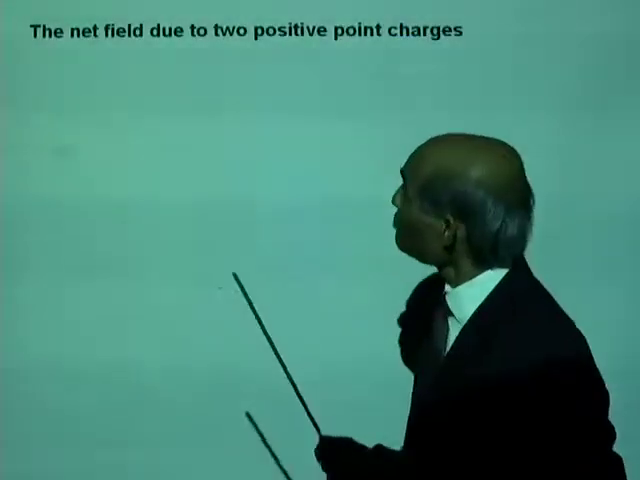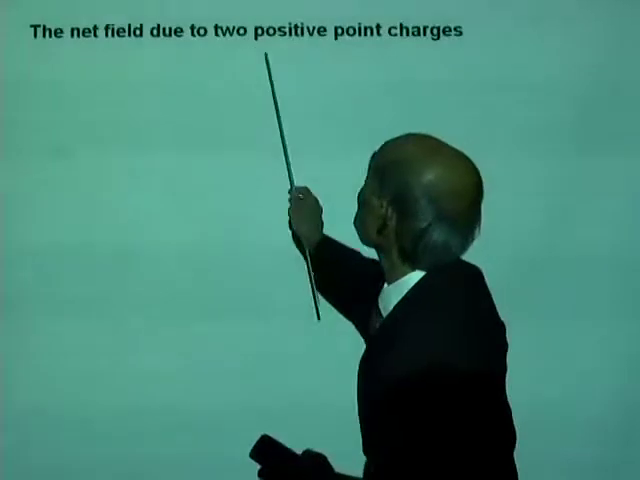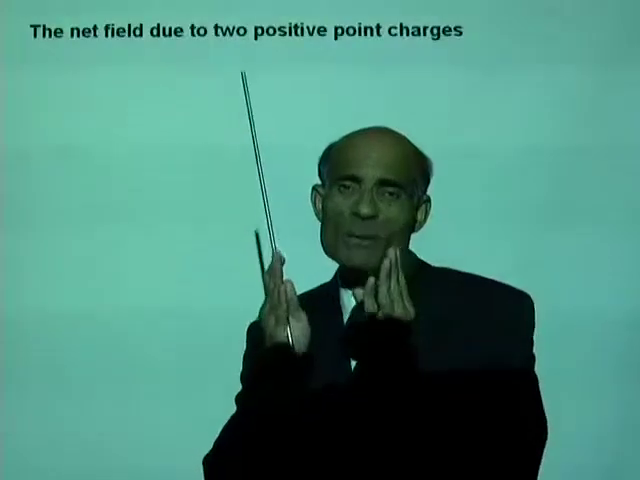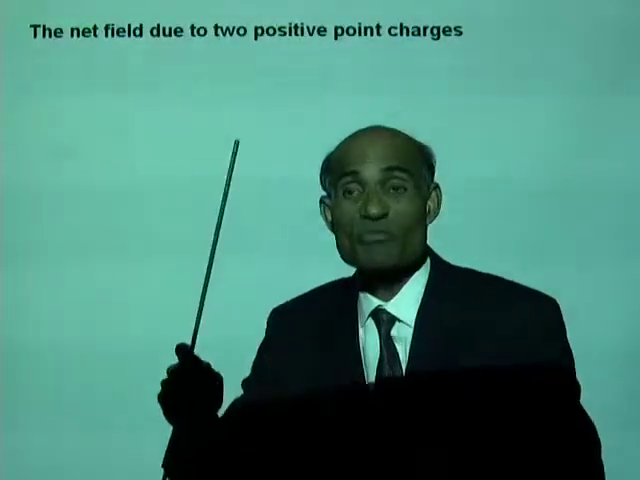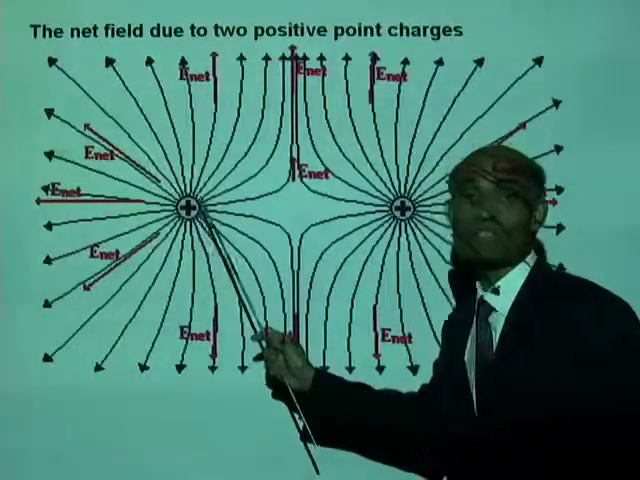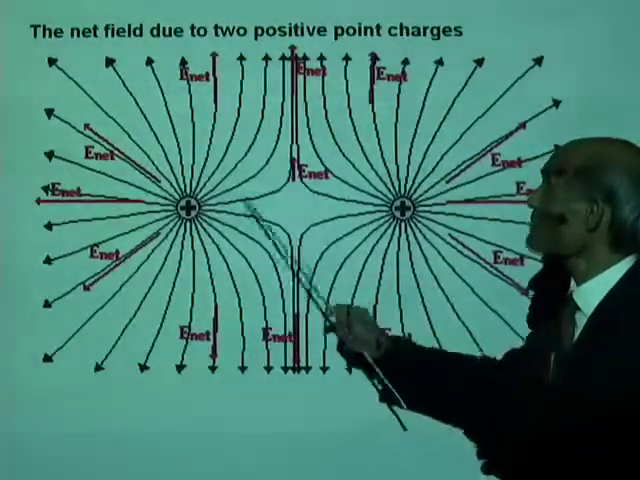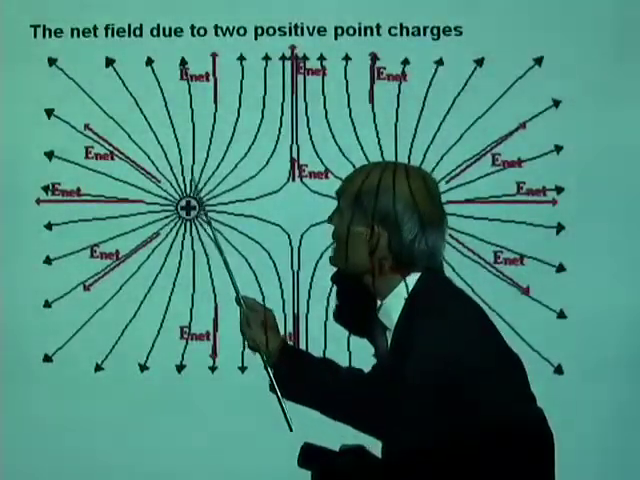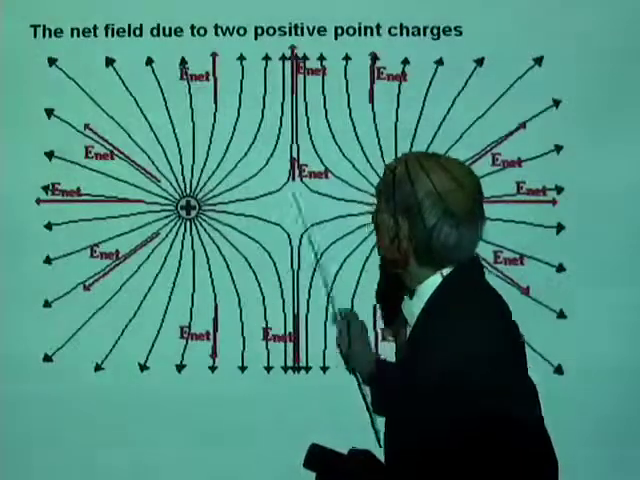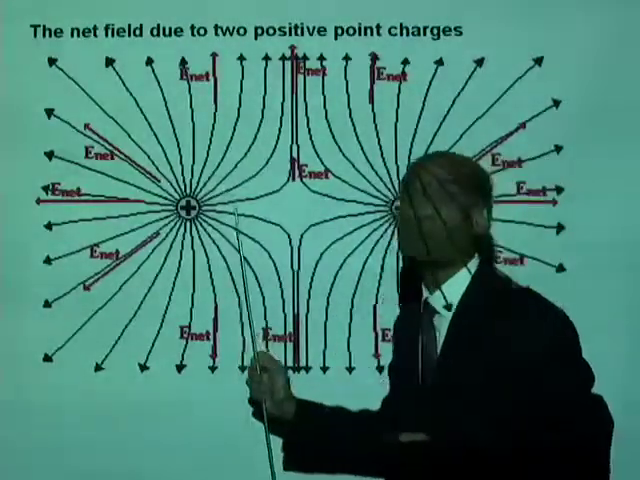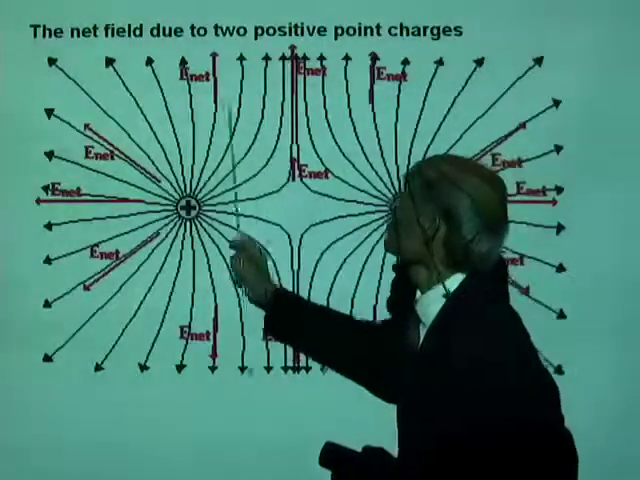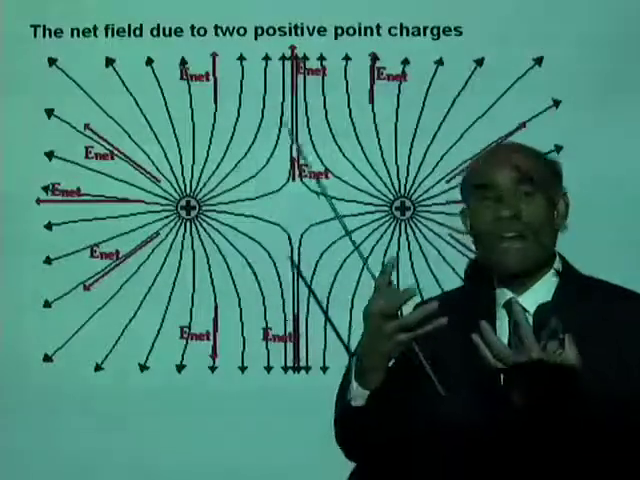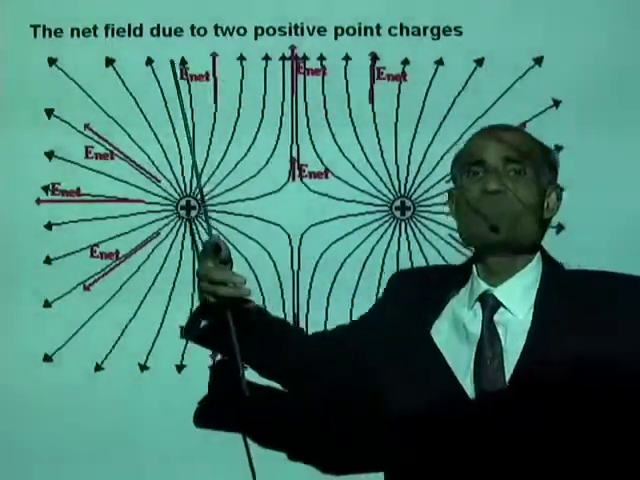Alright, let's now draw the net field due to two positive point charges. If you now draw, rather than drawing them individually, the net field, how will it look? Look at this. The field due to two positive charges will look like this. A positive test charge placed here will move away. Well, it wants to move away from both charges. That means the field due to the two system will look like this. The field lines will be diverging from both.